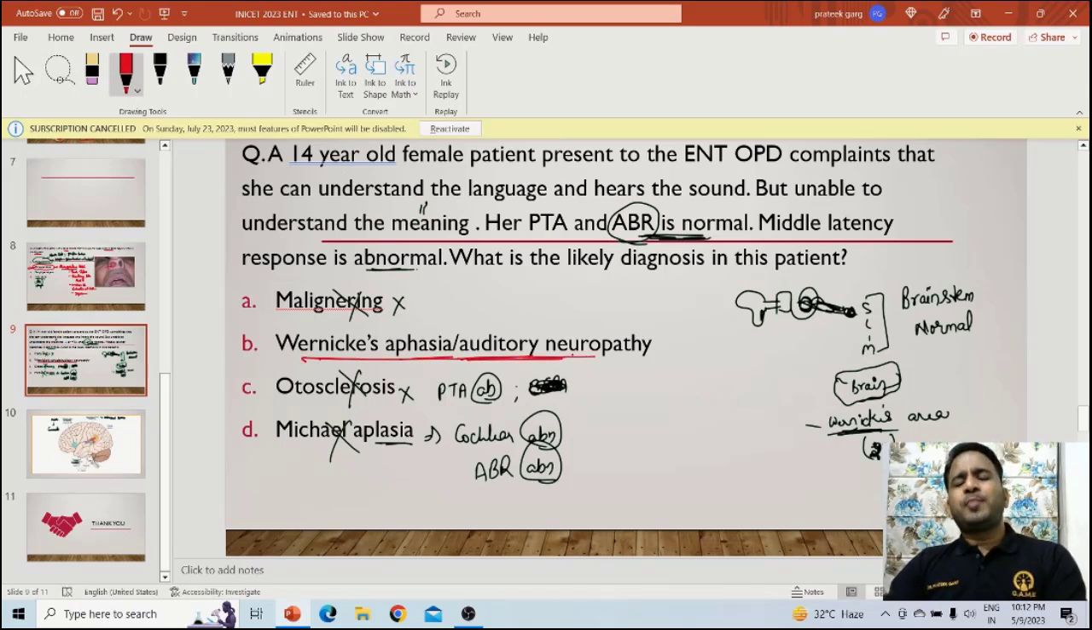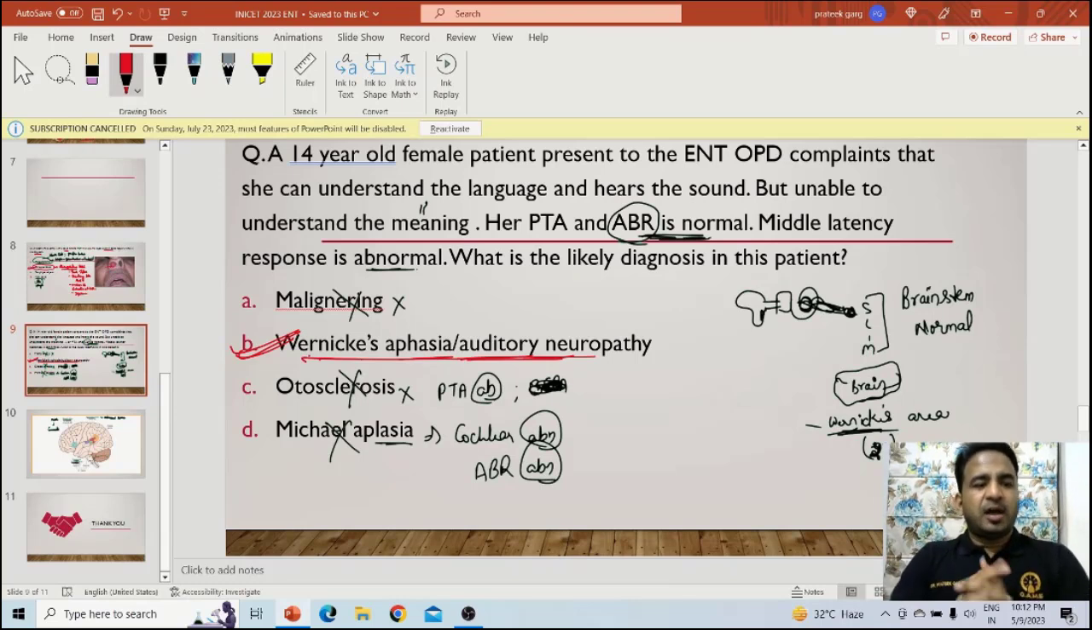or auditory neuropathy, whatever the options given were. So clearly, if somebody can't understand the meaning, the pathology is somewhere in the brain. And in the brain, which area? Wernicke's aphasia or maybe auditory neuropathy. By looking at the options, we can easily say the correct answer is Wernicke's aphasia.